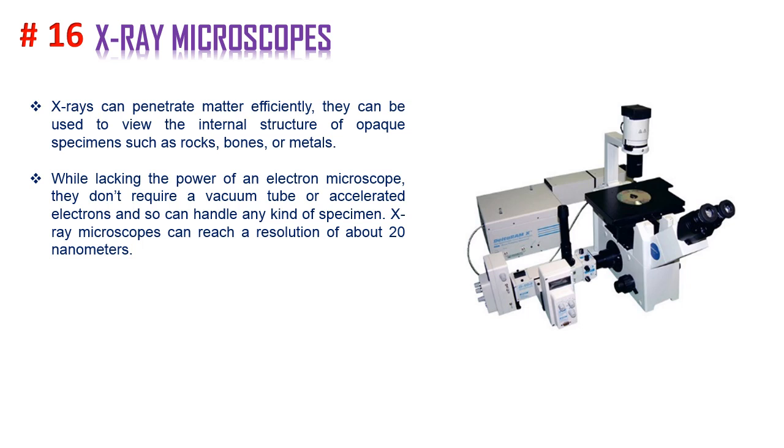And the 16th one is X-ray microscope, which uses X-rays which can penetrate matter efficiently. They can be used to view the internal structure of opaque specimens such as rocks, bones, or metals. While lacking the power of an electron microscope, they don't require a vacuum tube or accelerated electrons, and so can handle any kind of specimen. X-ray microscopes can reach a resolution of about 20 nanometers.